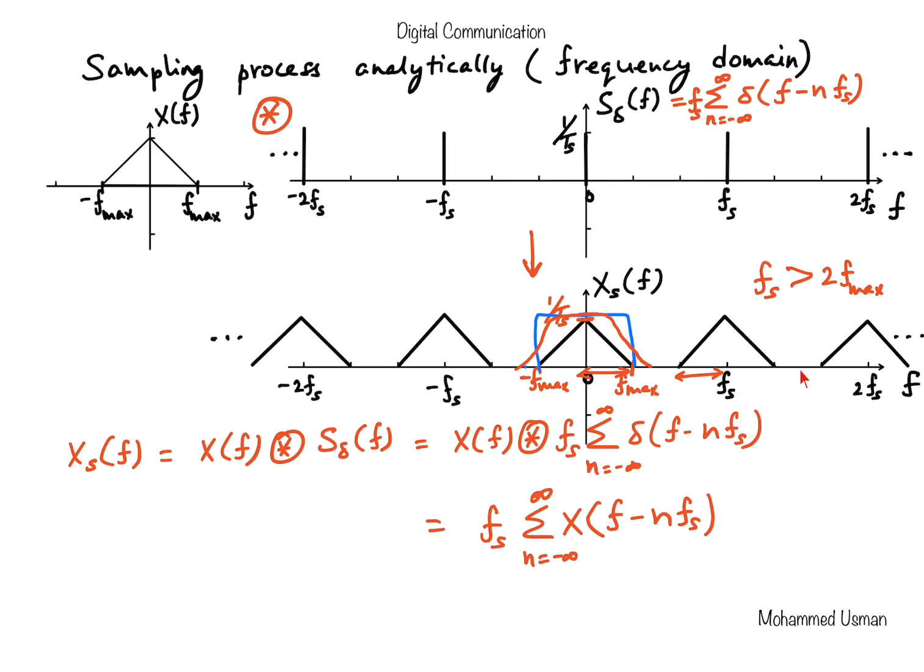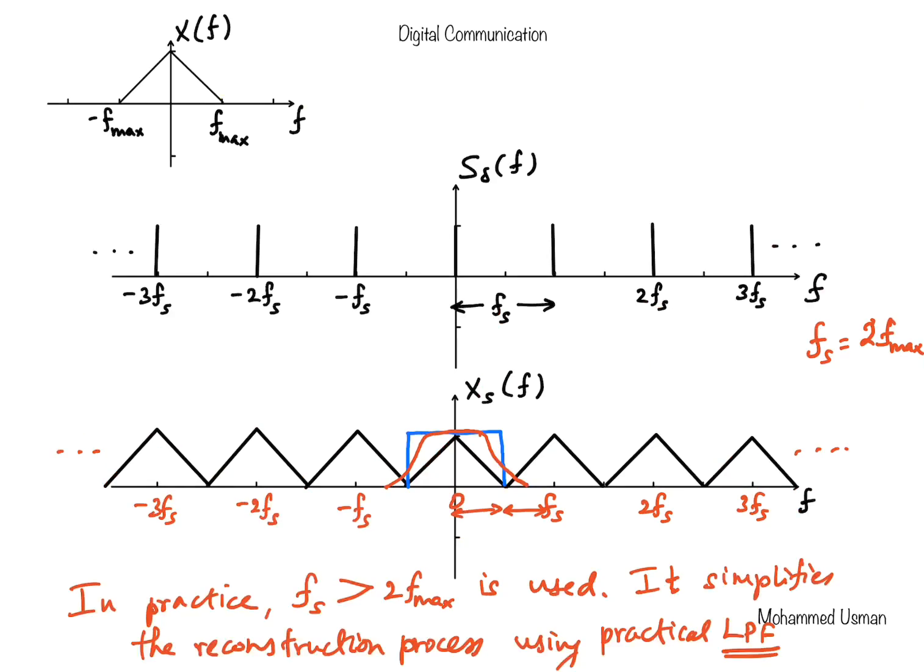So we will have some spacing between the spectral replicas, and that would allow us to use practical filters to filter out the desired band, which is centered on 0, to reconstruct our original signal. So that's the case for fs equal to 2 fmax.